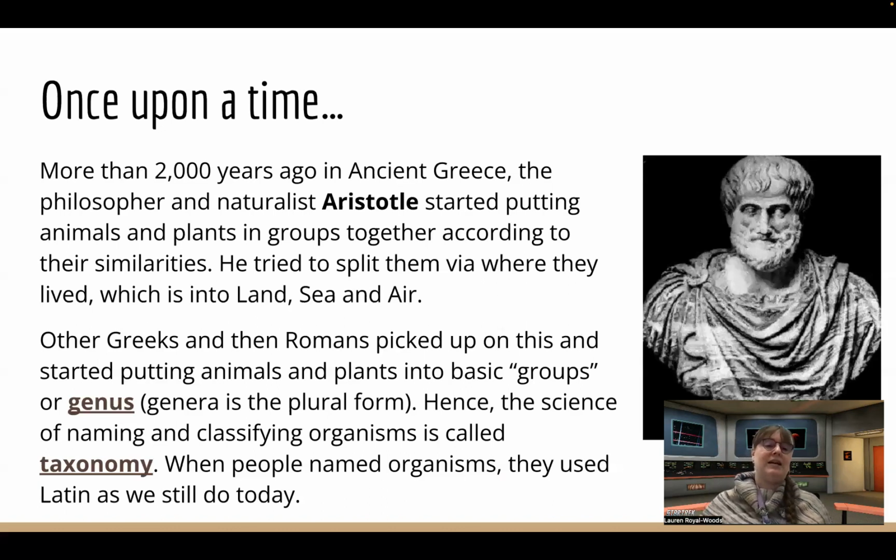Anyway. So other Greeks and Romans picked up on this and started putting animals and plants into basic groups. And this is where Latin pops in, these groups are called genus, or genera in the plural form, and hence the science of classifying and naming organisms is called taxonomy. Not to be confused with taxidermy, that's taking an animal and stuffing it with sawdust and making it look not dead, sort of. Unless you've seen some bad taxidermy, which I have. There's a very sad looking lion that was making the rounds on Facebook a bit back. But anyway, taxidermy is not what we're talking about. Taxonomy is definitely what we're talking about.